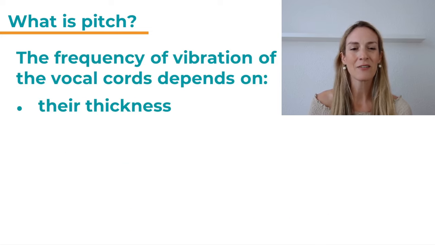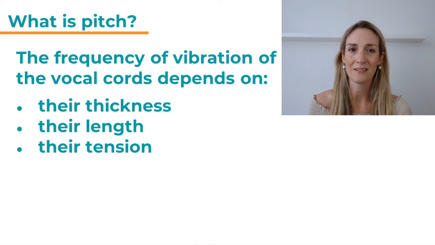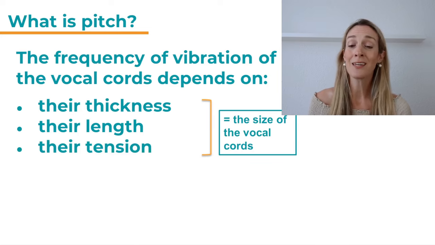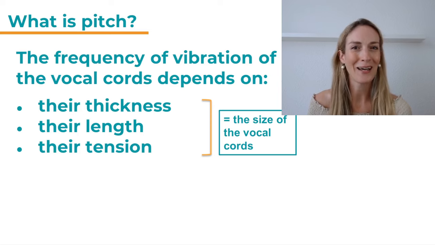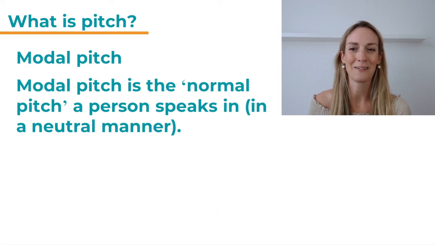So the frequency of vibration of the vocal cords depends on several things. Number one, their thickness. Number two, their length. And number three, their tension. Together they really form the size of the vocal cords. And they're unique for every person, which is why each one of us has a unique voice. Now, men have thicker and longer vocal cords than women and children, which is why their pitch range is different to women and definitely different to that of children.